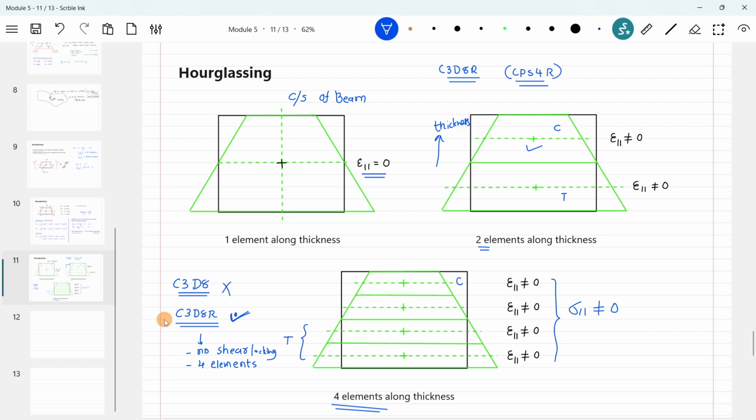So try to use, by default, reduced integration elements in any problem if you are meshing it with first order hex elements. So always go for this element. In the next chapter we will see the workshop on hourglassing.